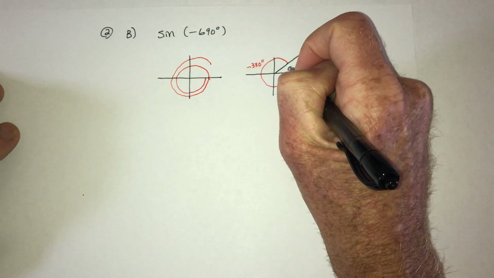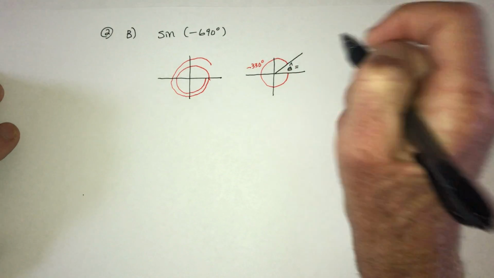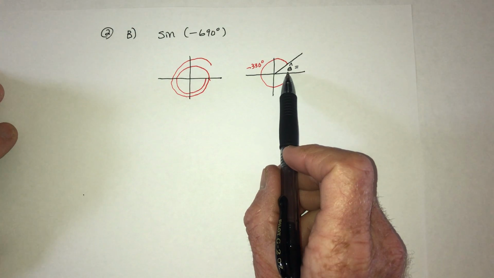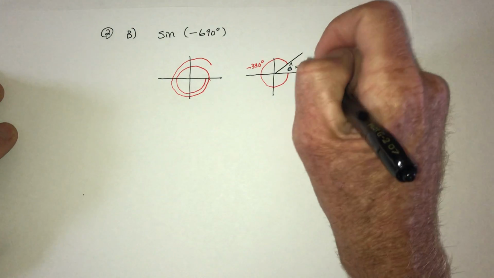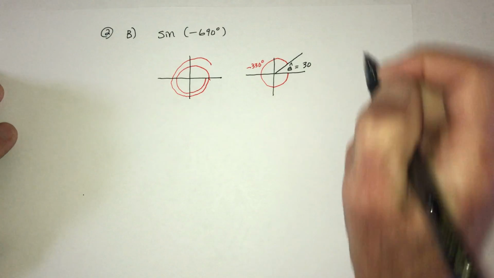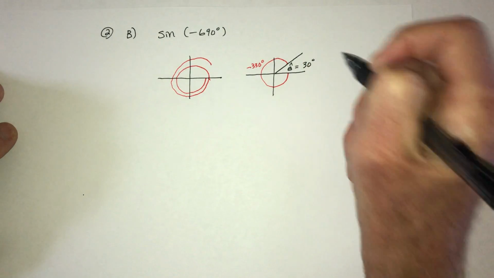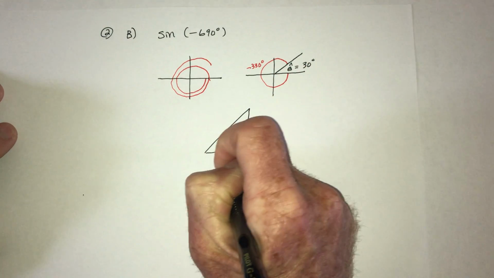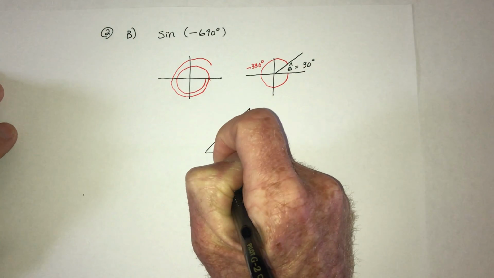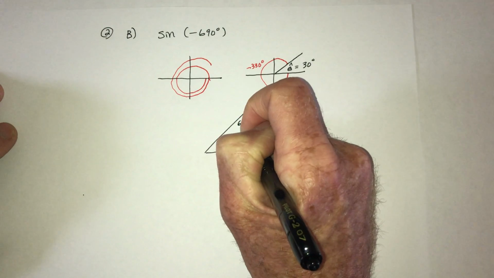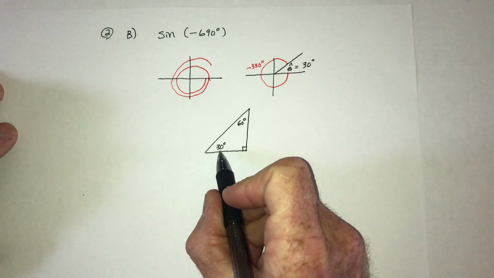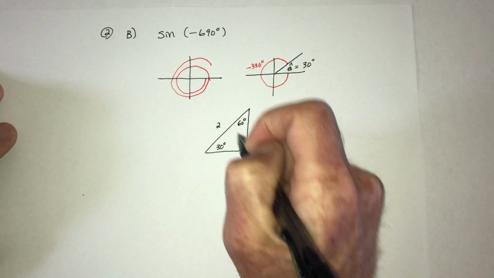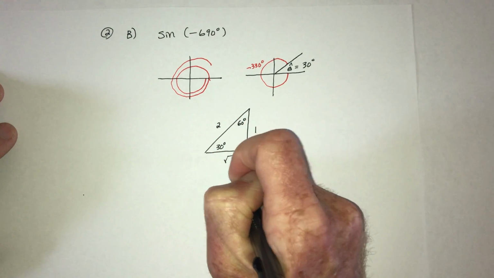And this will be the reference angle. Since all the way around a circle is 360, and this takes up 330 of it, this must be 30 degrees. So that means I'm going to be using a 30, 60, 90 triangle. Here's 30, 60, and 90. Across from 30 is 1, across from 90 is 2, and across from 60 is the square root of 3.